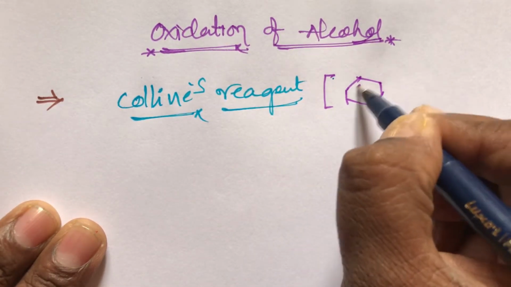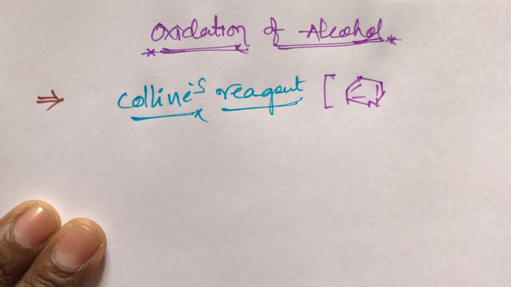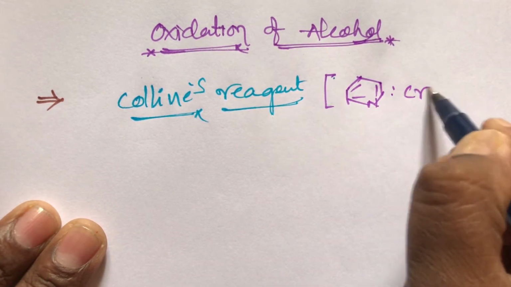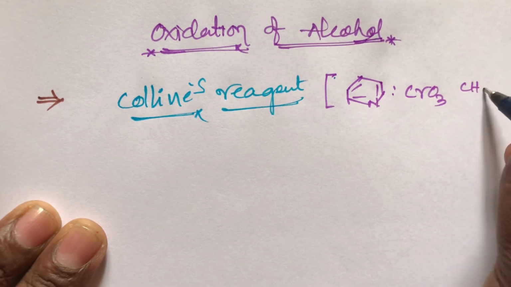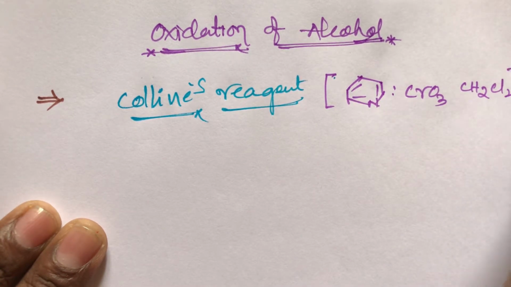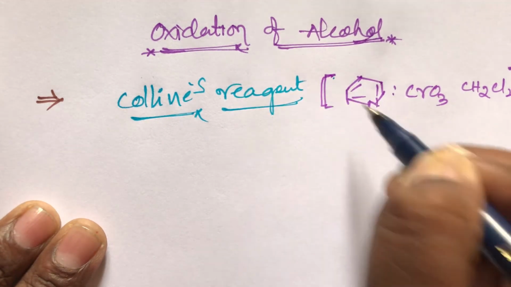The formula is pyridine in combination with chromium oxide, CrO3, with dichloromethane. This is the Collins reagent. This is very most important, student.